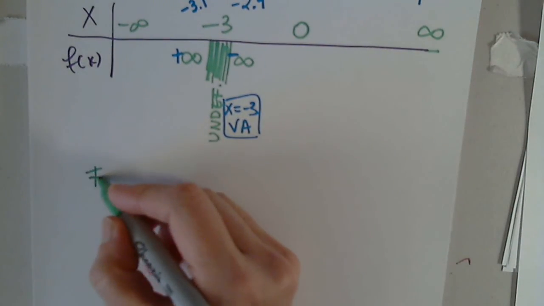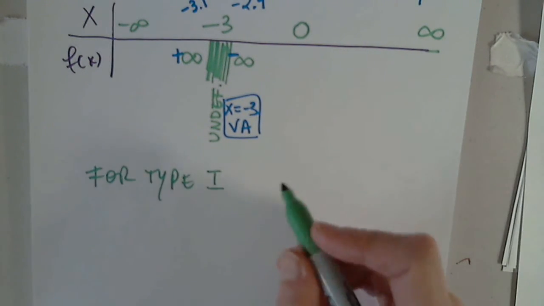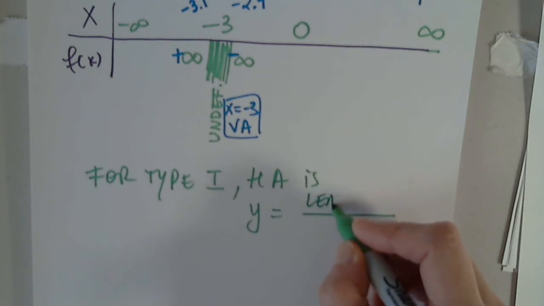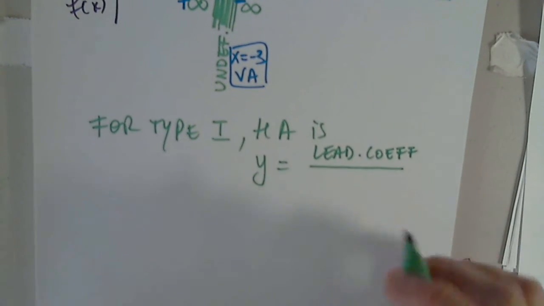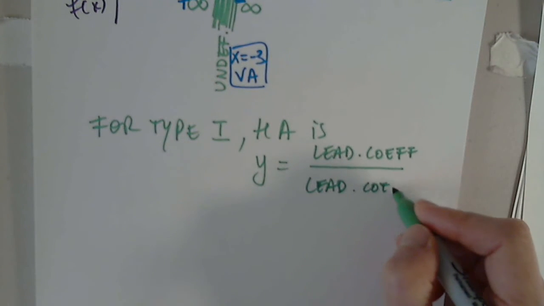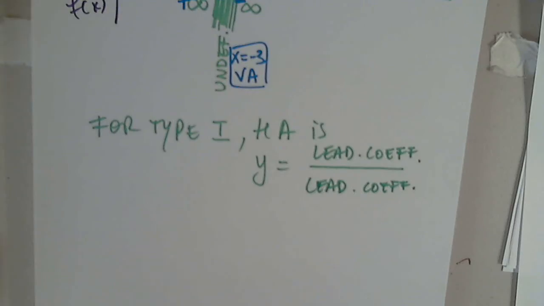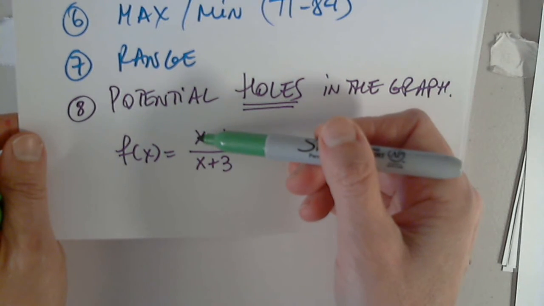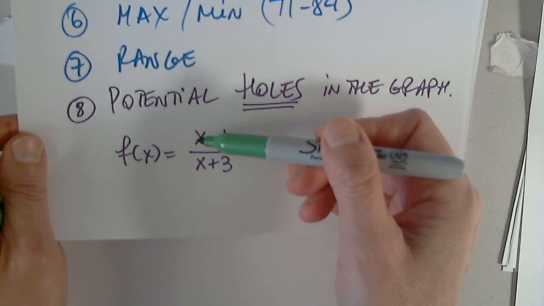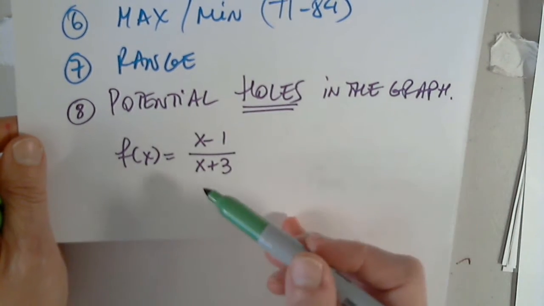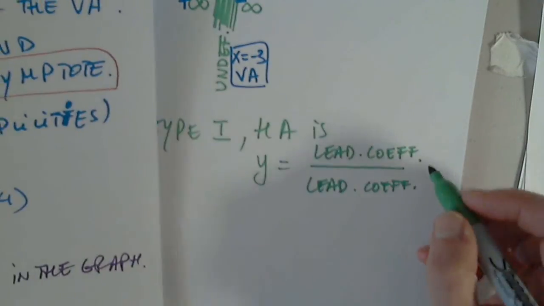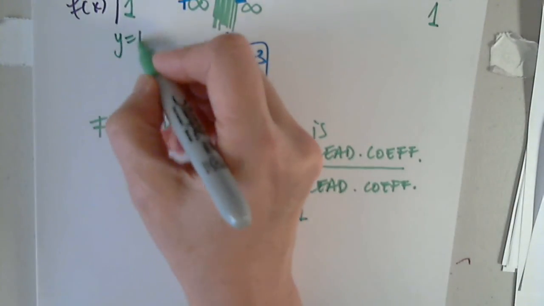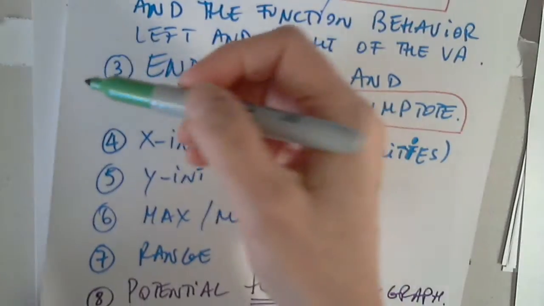And this is the rule for type 1 horizontal asymptote: y equals the leading coefficient of the top over the leading coefficient of the denominator. Can anyone tell us what is the leading coefficient of the top? Make sure that they are in descending order. The leading coefficient of the top is? 1. And the leading coefficient of the bottom is? 1. So 1 over 1 is 1. And that is also the end behavior. Y equals 1, horizontal asymptote. So this is done.